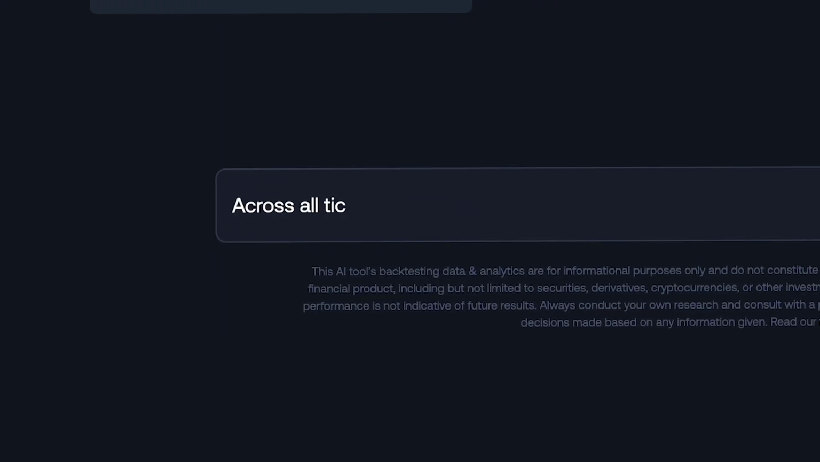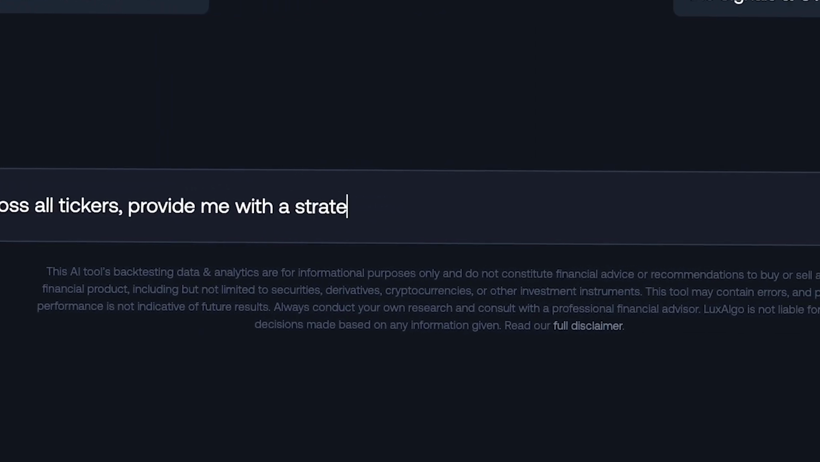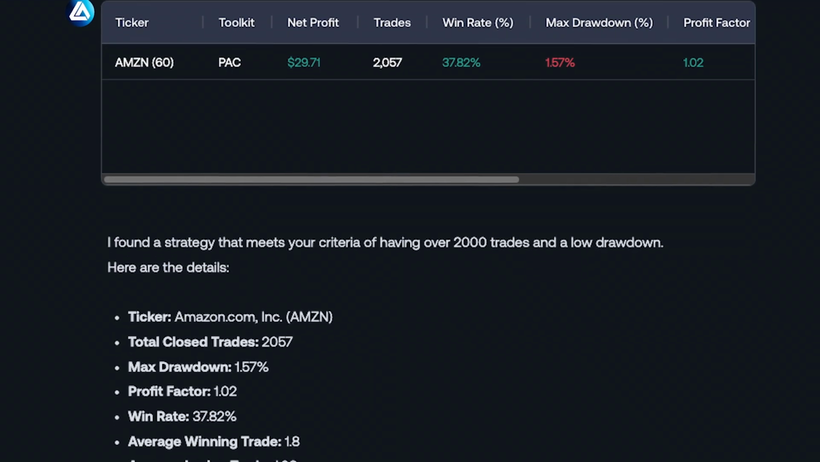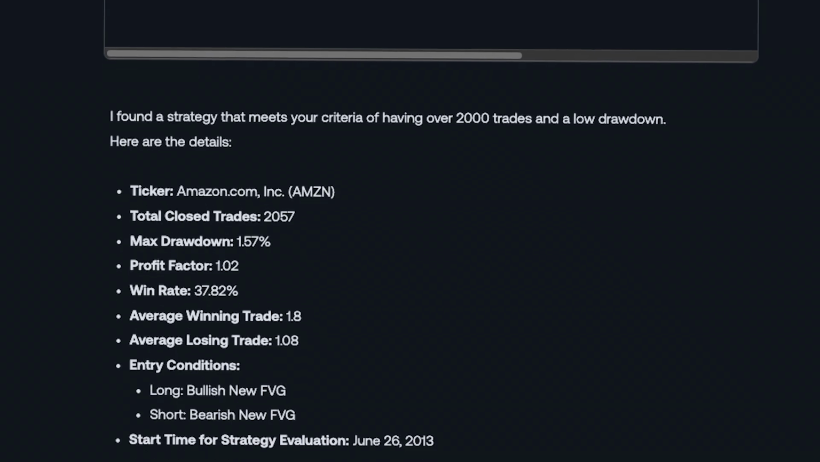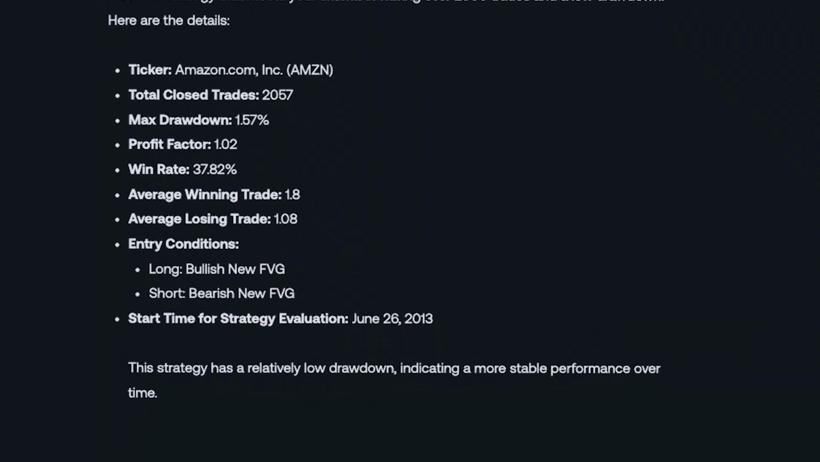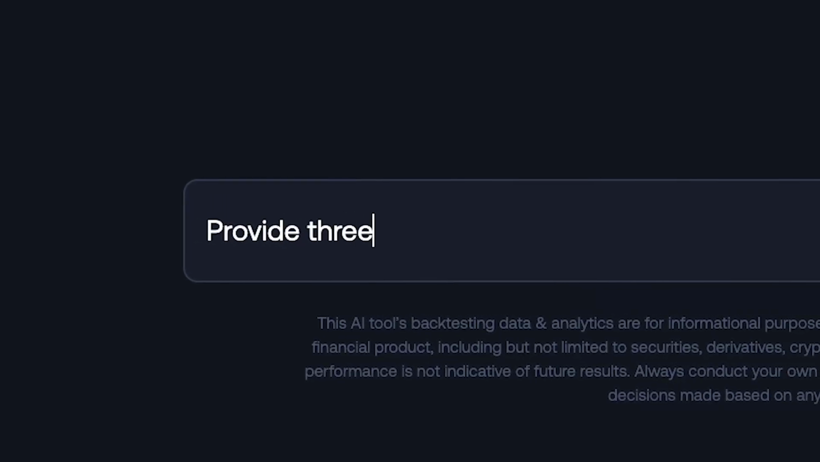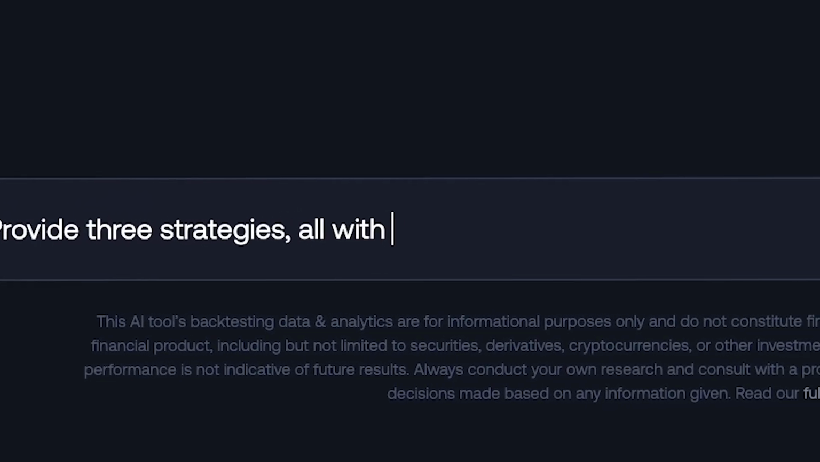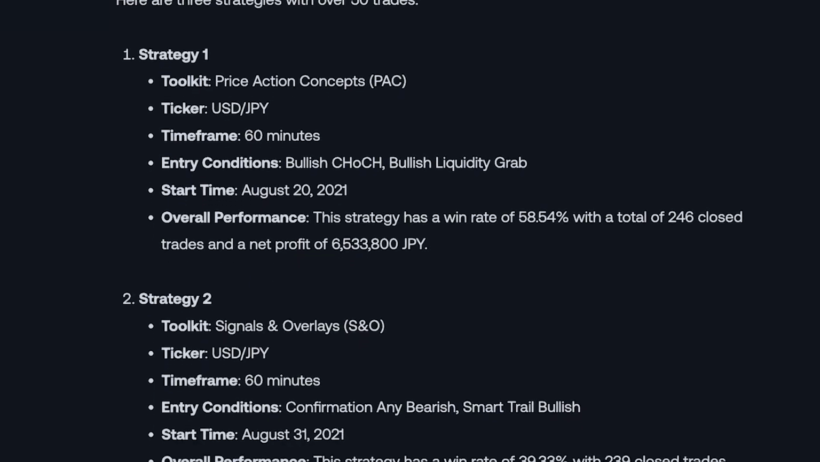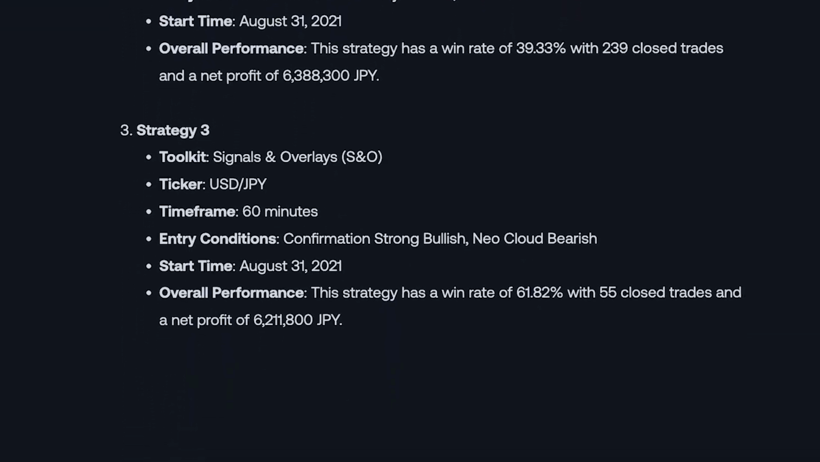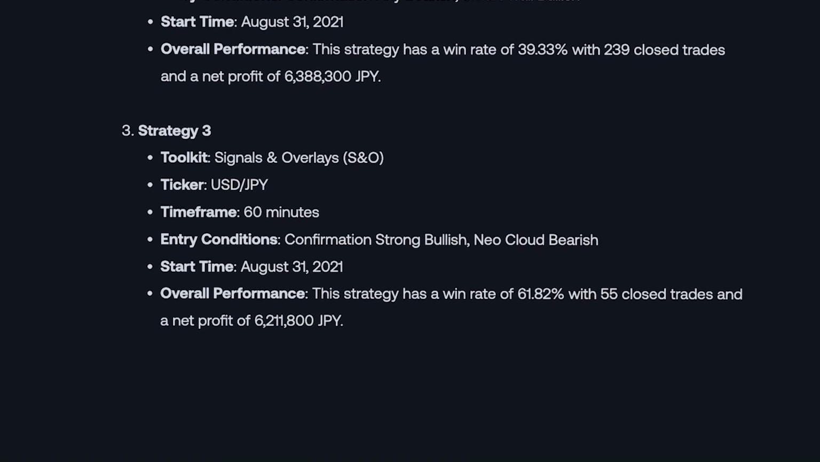Let's ask, across all tickers, provide me with a strategy that has over 2,000 trades and a low drawdown. And just like that, we've gotten a strategy with a low drawdown and over 2,000 trades, which would usually take forever to develop on your own. We can also ask the system to provide us with 3 strategies, all with over 50 trades. Comparing multiple strategies allows us to identify the strengths and weaknesses of each, helping us choose the most suitable one for our specific trading goals.